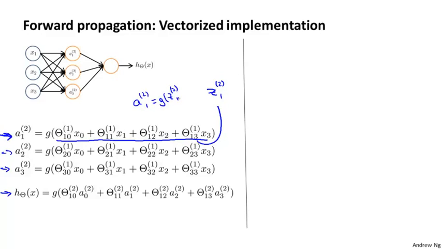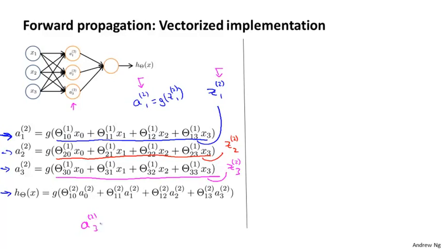And by the way, the superscript 2 in parentheses means that the z2 and this a2 are values associated with layer 2, that is, with the hidden layer in the neural network. Now, this term here, I'm going to similarly define as z22, and finally this last term that I'm underlining, let me define as z23, so that similarly we have a23 equals g of z23. So these z values are just a weighted linear combination of the input values x0, x1, x2, x3 that go into a particular neuron.